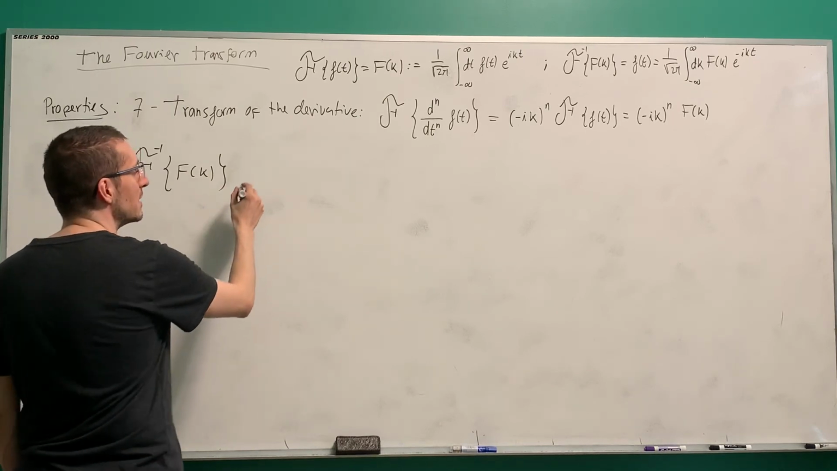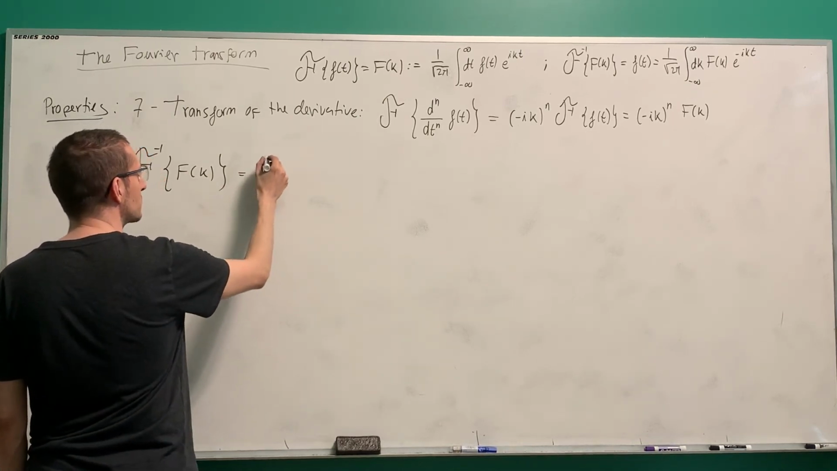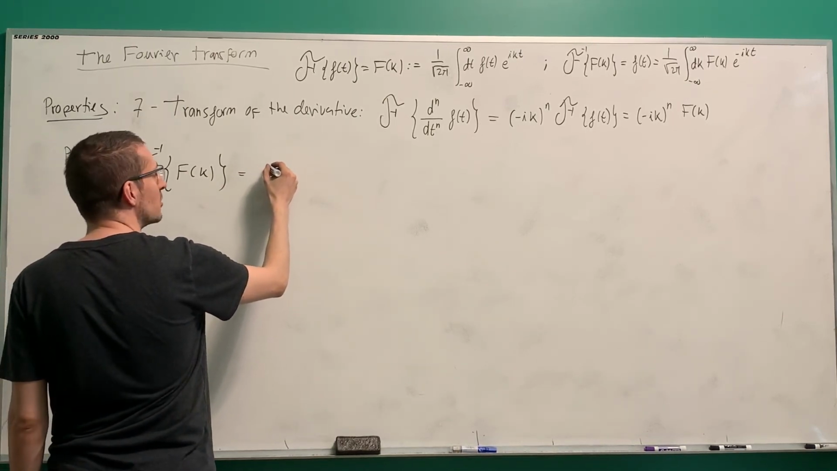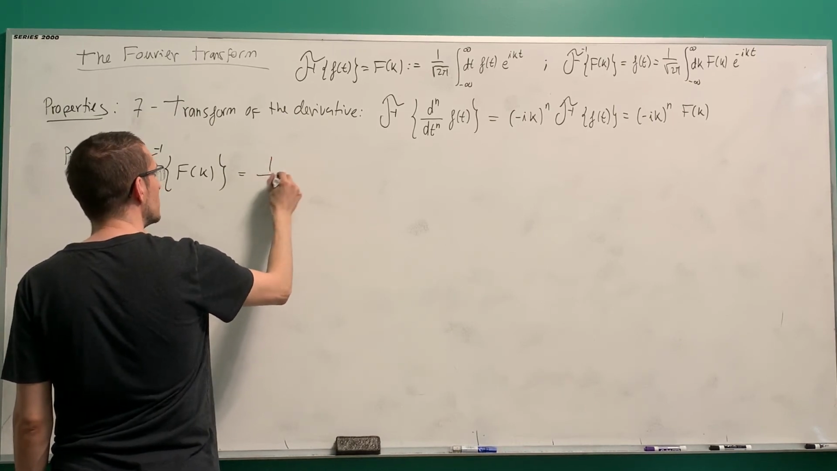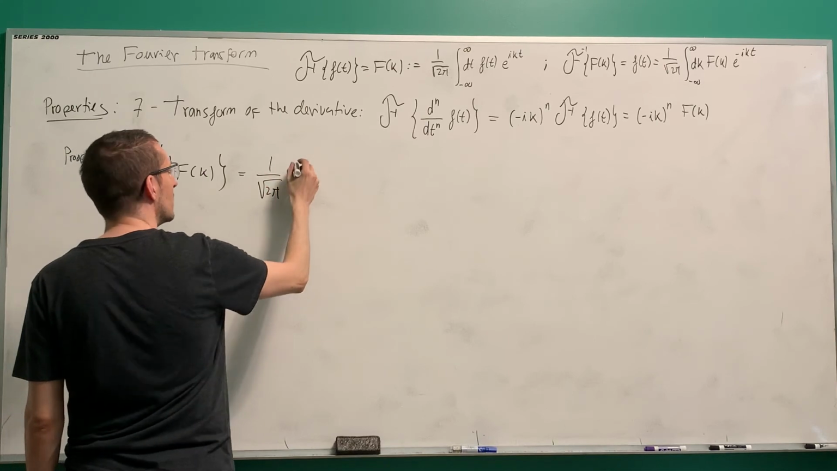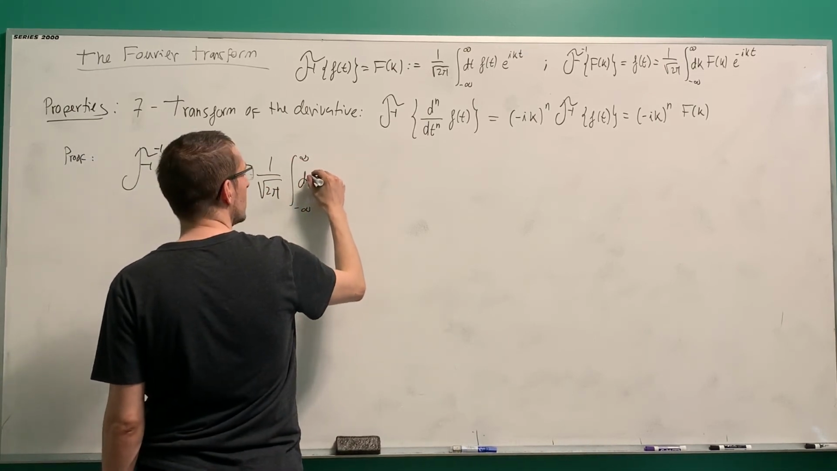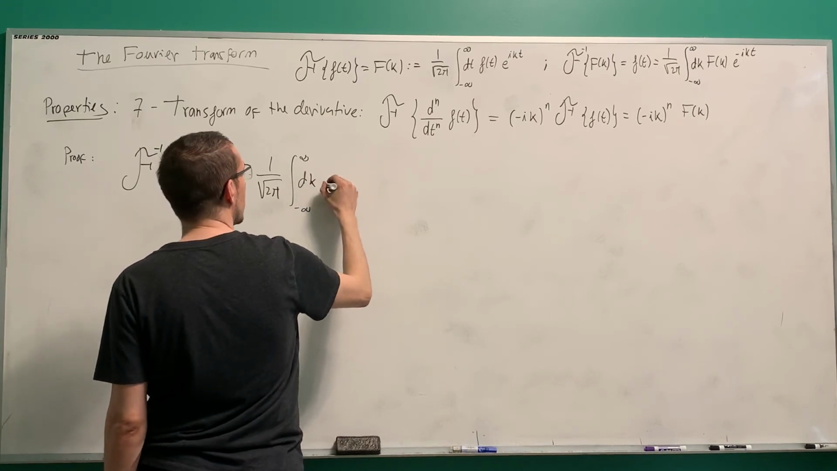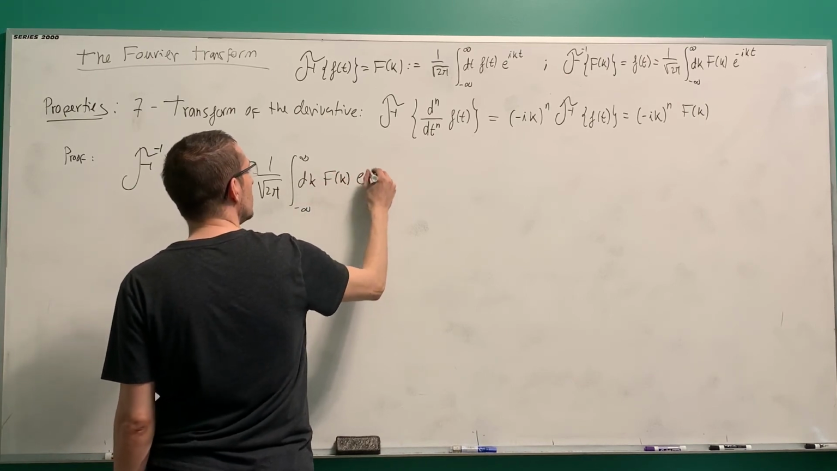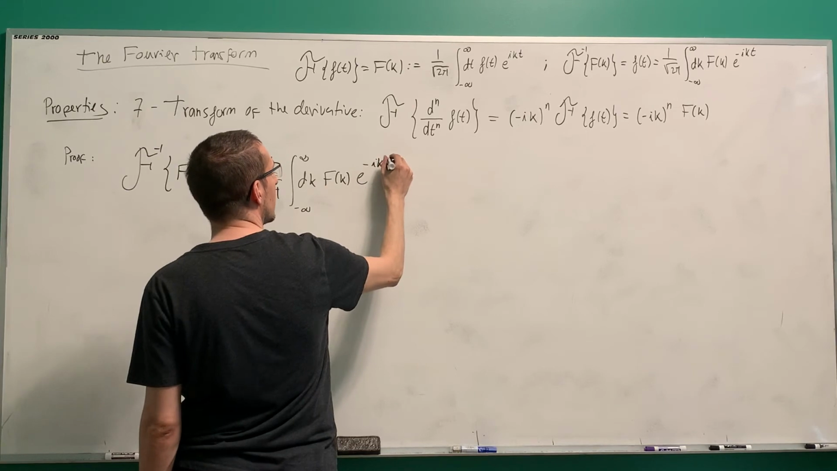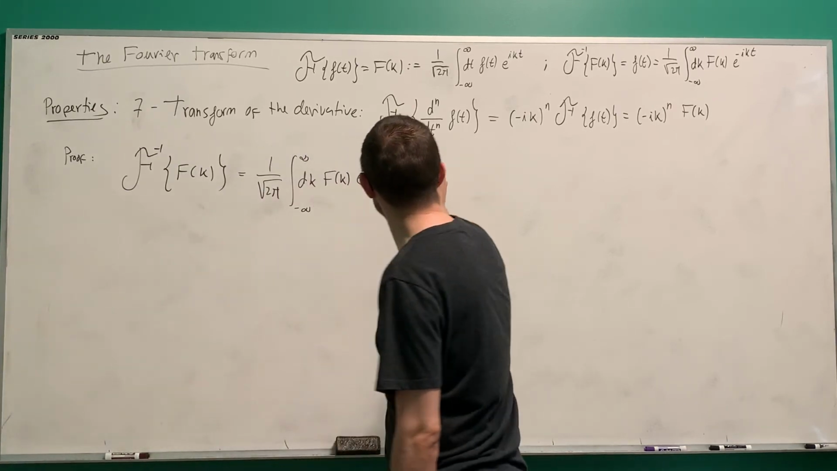And this is equal to f of t, of course. Let me write the definition of the inverse Fourier transform here: the integral from minus infinity to infinity of f of k, e to the minus i k t. And this thing is f of t.